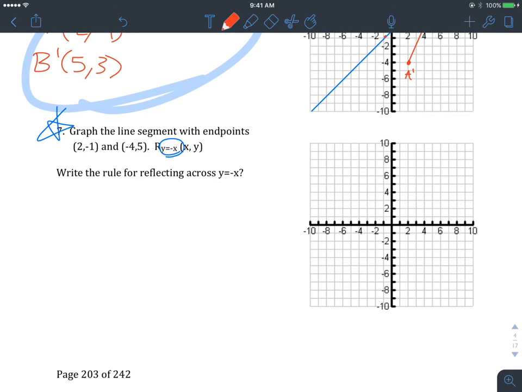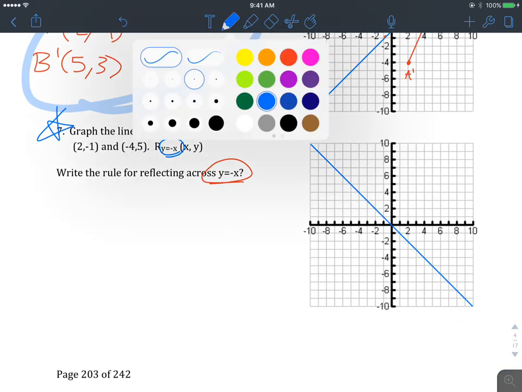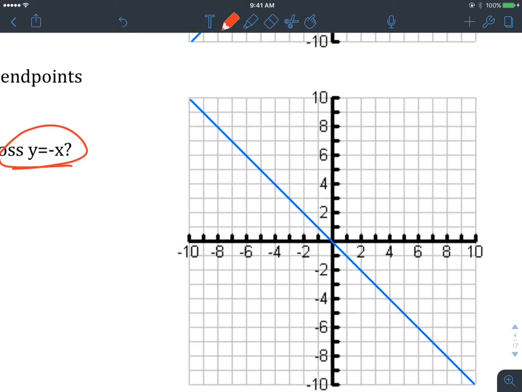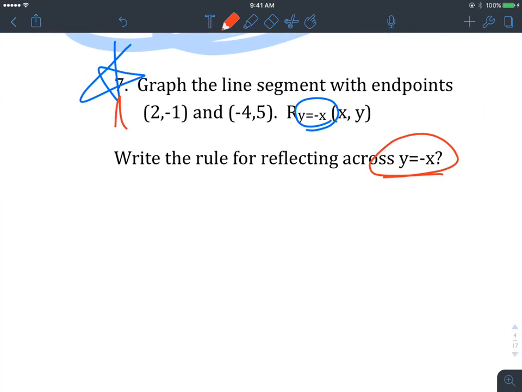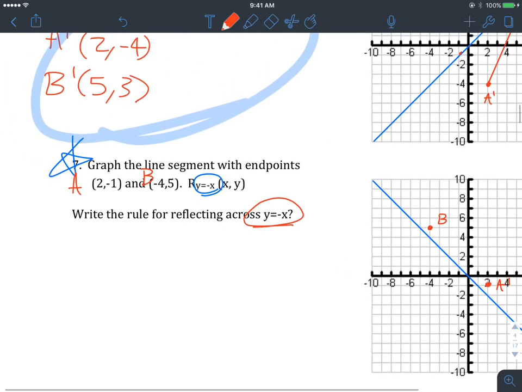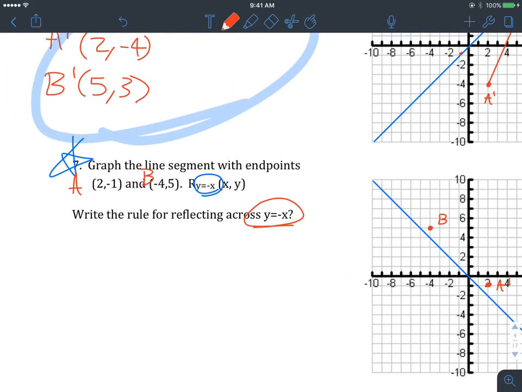All right. And then here we go. This one here is a little bit different, except now we're reflecting across the line y equals negative x. So I'm going to go ahead and sketch that line here. So there's that line, and then let's see what points we're dealing with. We have 2, -1. I guess I'll call that A. And then B will be -4, 5. All right, and then I guess we're going to take those and reflect it across this line with a negative slope.